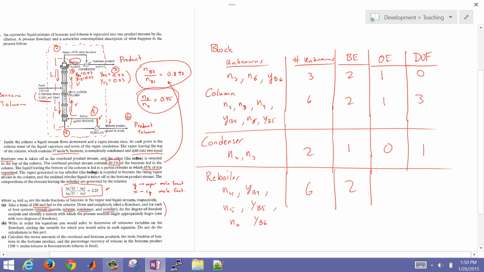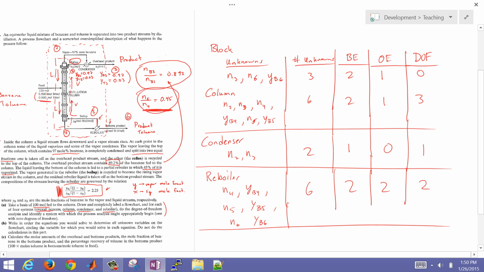And then we're going to have 2 other equations. So we're going to have this one that we had that gave the relationship between the vapor and the liquid mole fractions. And then we could also use this equation here, the N5 divided by N4. Okay, so that'll give us 2 other equations, and so that gives us 2 degrees of freedom.